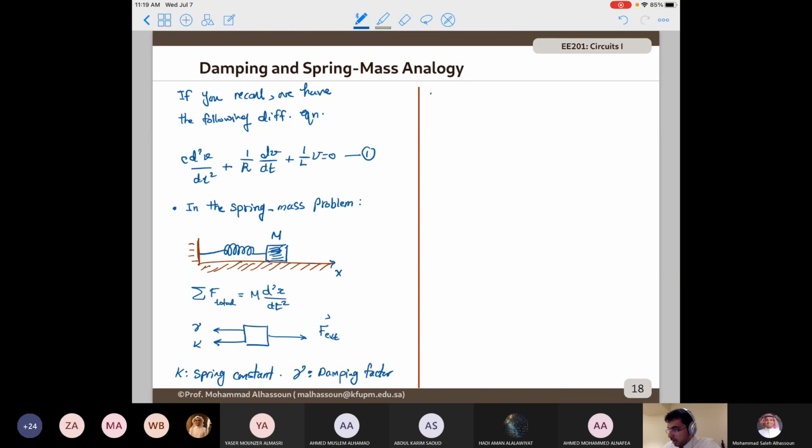some factor, and this one is related to the friction.